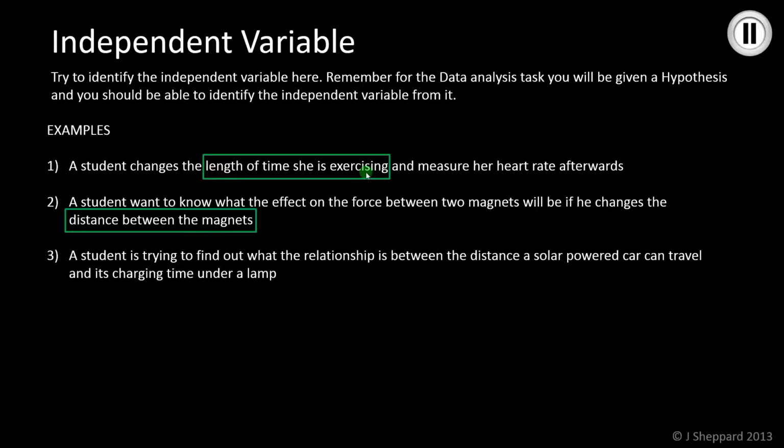The only thing you can choose to change in this is the charging time under the lamp, okay? We can't directly affect the distance, right? We can't decide it's going to travel 1.5 meters. We decide to put it under the lamp for a certain amount of time, and then we measure how far it travels as a consequence. So that's the discussion on independent variable.